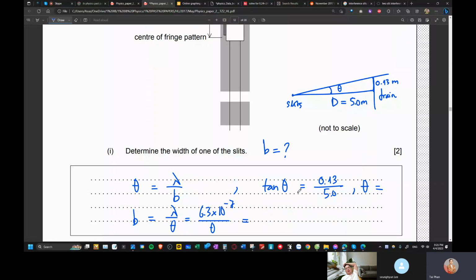Calculate the angle theta, and that angle will be very small, and therefore tan theta will be equal to theta measured in radians. But that's too small. Yes, it is very small.